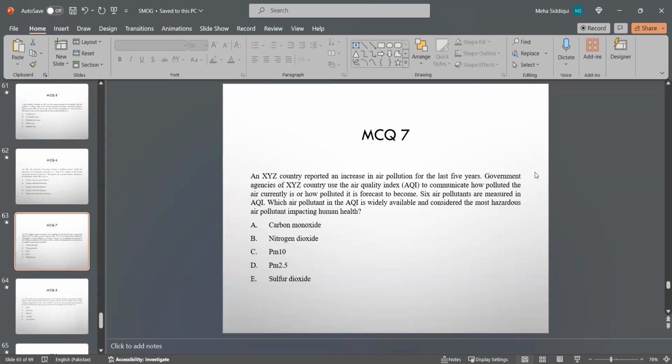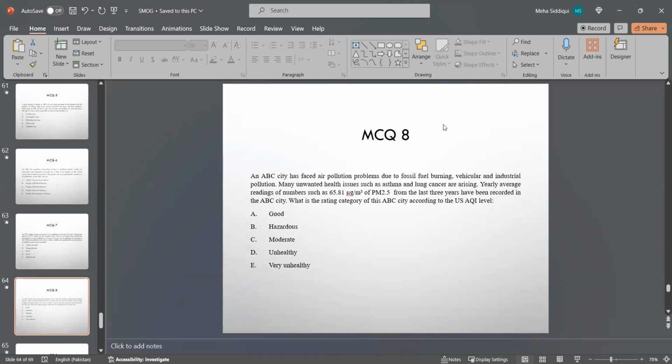MCQ number 7. XYZ County reported an increase in air pollution for the last 5 years. Government agencies of XYZ County use the AQI to communicate how polluted the air currently is or how polluted it is forecast to become. 6 air pollutants are measured in AQI. Which air pollutant in the AQI is widely available and considered the most hazardous air pollutant impacting human health? Carbon monoxide, nitrogen dioxide, particulate matter 10, PM 2.5, and sulfur dioxide. D is the right option.